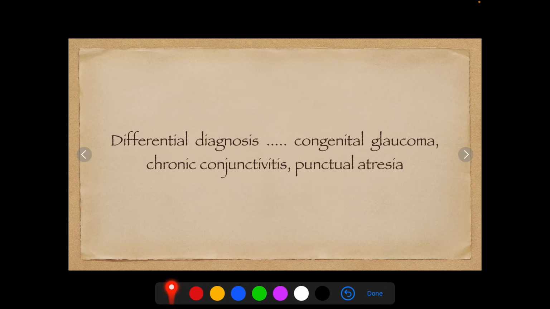Then another important differential diagnosis will be a chronic conjunctivitis, that is there is persistent epiphora and discharge, not due to the congenital nasolacrimal duct obstruction, but it is because of the infection of the conjunctiva per se, especially seen by the gonococcal infections which present in the neonatal age group, although rare now. And the third differential diagnosis will be a punctal atresia, a simple condition.